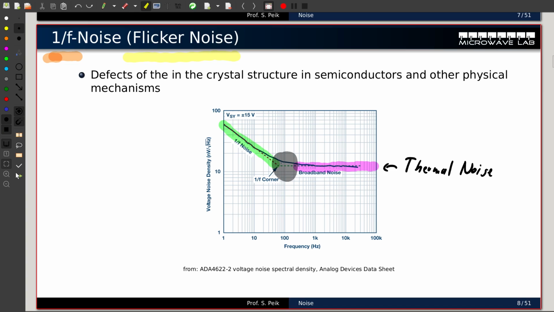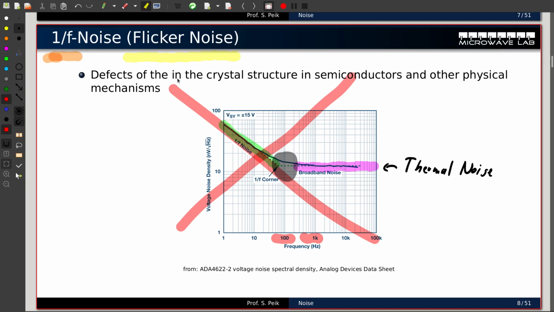In this range we're talking about frequencies of 100 Hertz to 1 kilohertz. Compared to our microwave frequencies of gigahertz or megahertz, this is way, way lower than what we're going to look at. That's why we also forget about flicker noise. We don't need it.